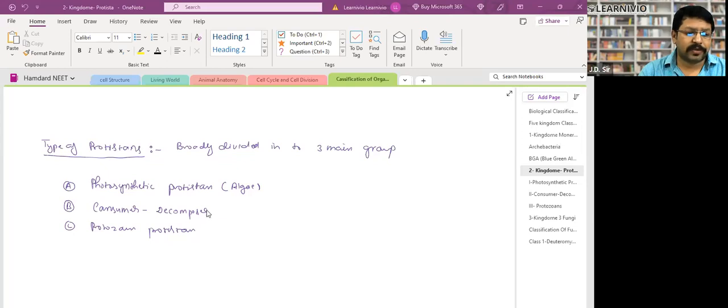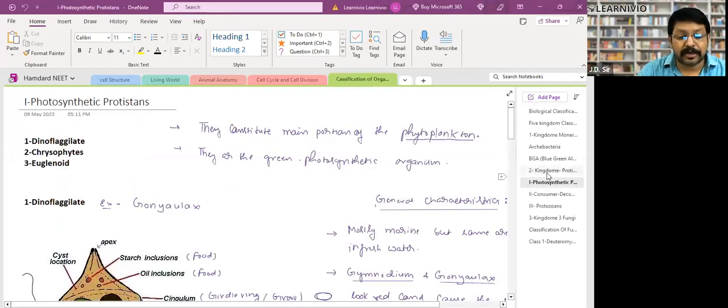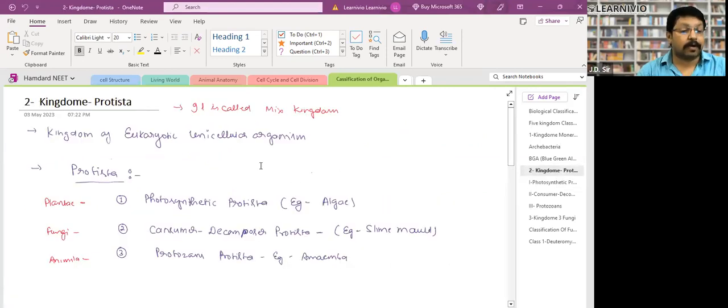Here come the fungi-like slime molds. Then protozoan Protistans, those from the animal background, the animals. So that's how we have designed the types of Protistans. We started studying this in the last class in our regular batch. We started with the photosynthetic Protistans, that is the algae, which have been taken from the plant.